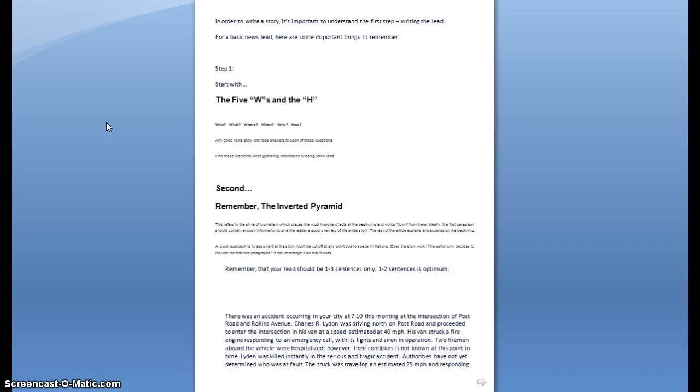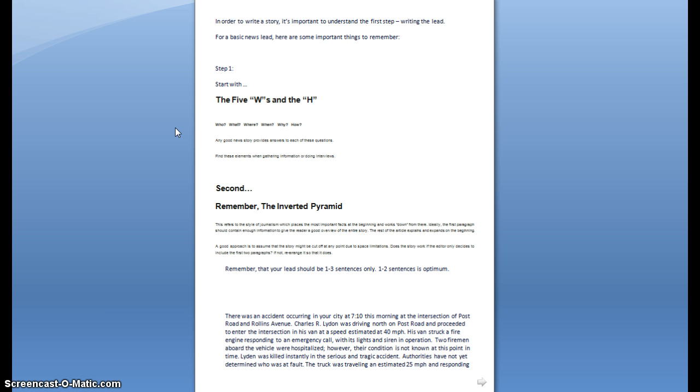When we are talking in class, we have been talking about the importance of the basic steps in putting together a news story. The first step, of course, is to start with the 5 W's and the H. That's who, what, where, when, why, and how. Remember that any good news story is going to provide answers to each of those questions.